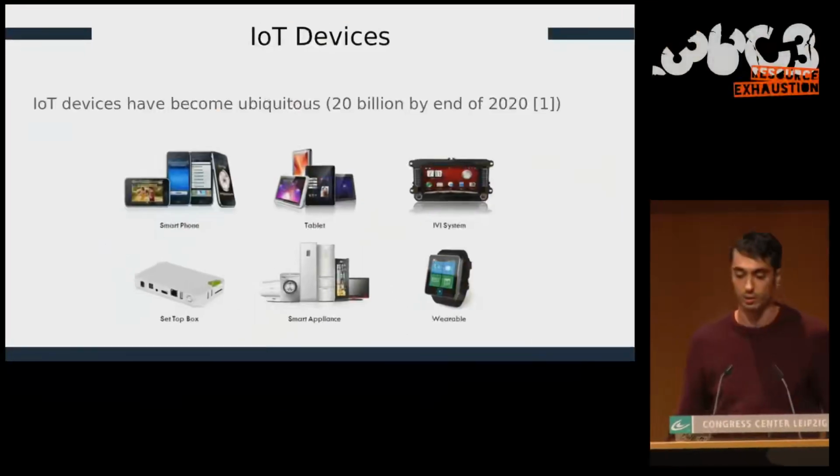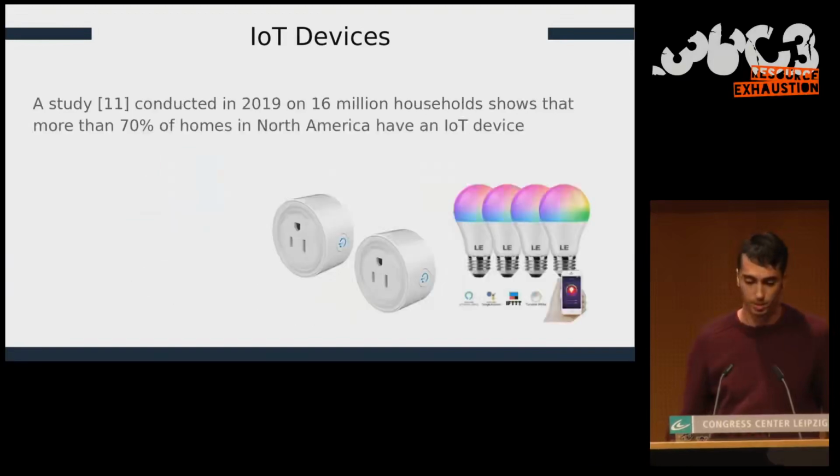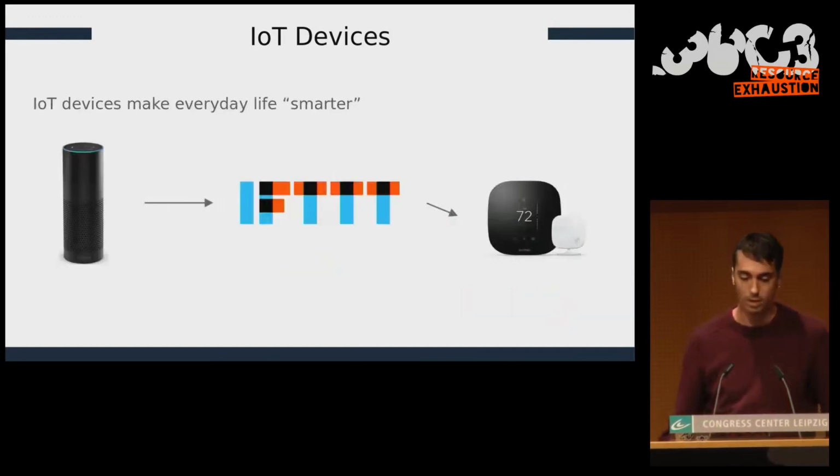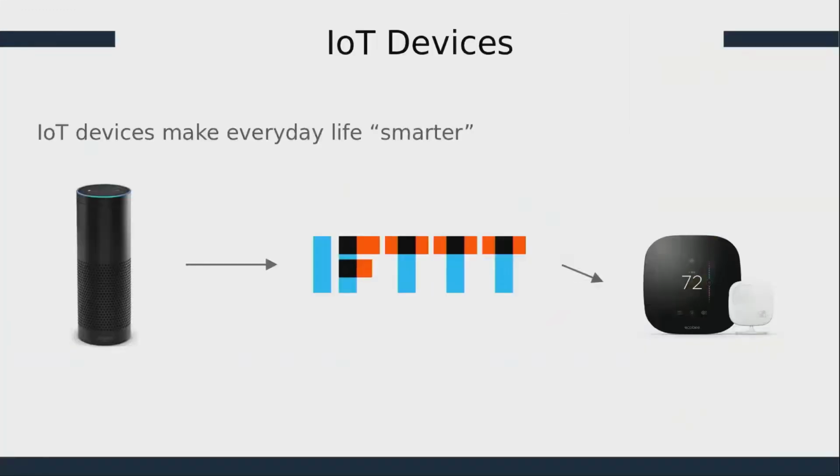IoT devices are everywhere. As research suggests, they will reach 20 billion units by the end of next year. And a recent study conducted this year, in 2019, on 16 million households showed that more than 70% of homes in North America already have an IoT network-connected device. IoT devices make everyday life smarter. You can literally say to Alexa, Alexa, I'm cold, and Alexa will interact with the thermostat and increase the temperature of your room.